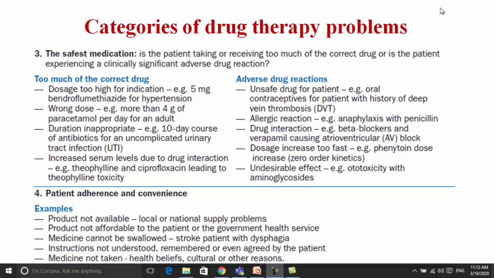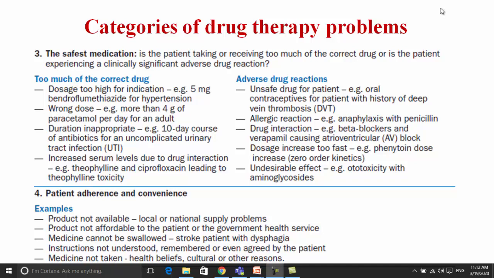The second subcategory or sub theme is adverse drug reaction. For example, unsafe drug for the patient, using a contraceptive for a patient with a history of deep vein thrombosis. The second example is allergic reaction, anaphylaxis to penicillin. Drug interaction, beta blocker and verapamil causing atrioventricular block, AV block. The fourth example is dosage increased too fast, phenytoin dose increased, zero order kinetic.